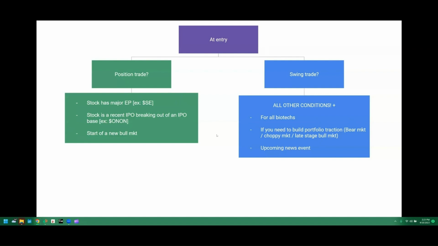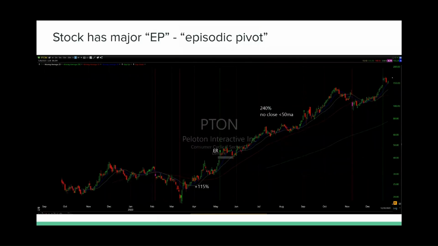Okay, so first let me take you through examples of each of these 6 conditions so you know what they mean. The first is if a stock has a major EP, which means episodic pivot, then you're going to treat it as a position trade.